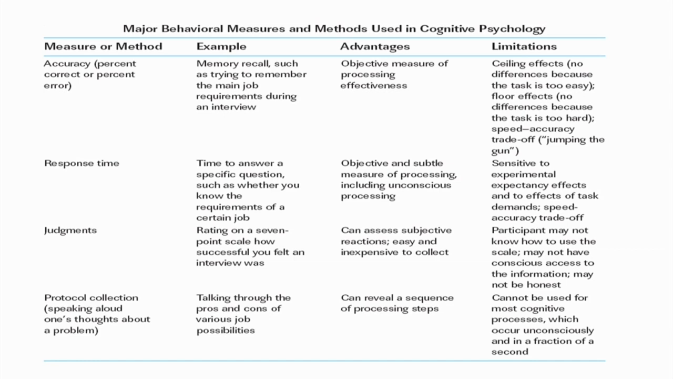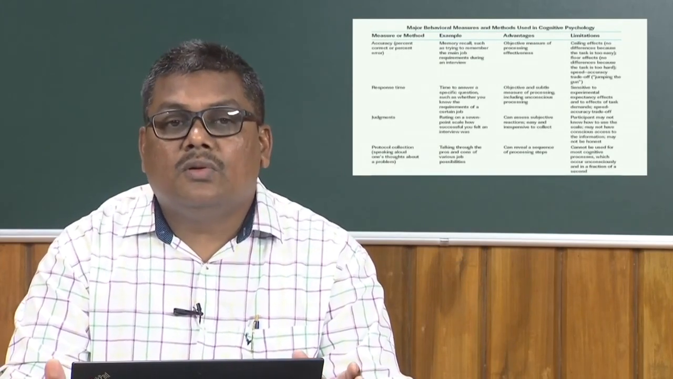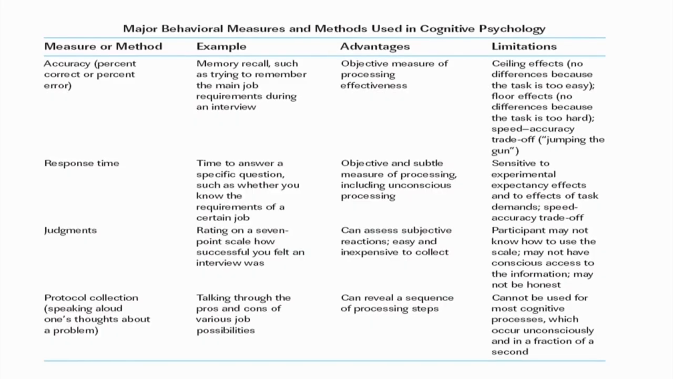The second method here is response time, which is the time one takes to come up with a particular response. The advantage is that it is an objective method and suitable for measuring processing mechanisms that are at play, and also those unconscious processing mechanisms. Now, the limitation to this method is something called experimental expectancy effect and task demands. What this really means is that each experimenter, when he gets into an experiment, has certain expectancy, a certain want from the subjects, and so this gets transferred to the subject.